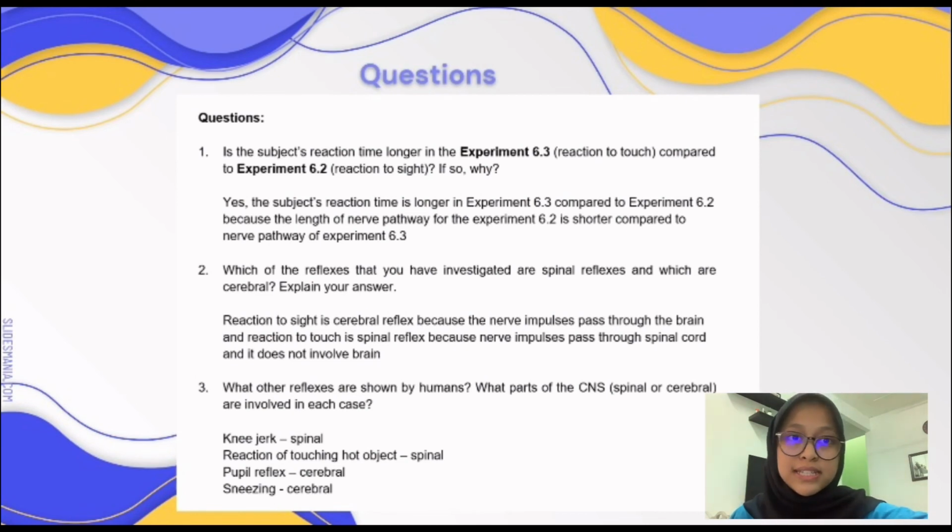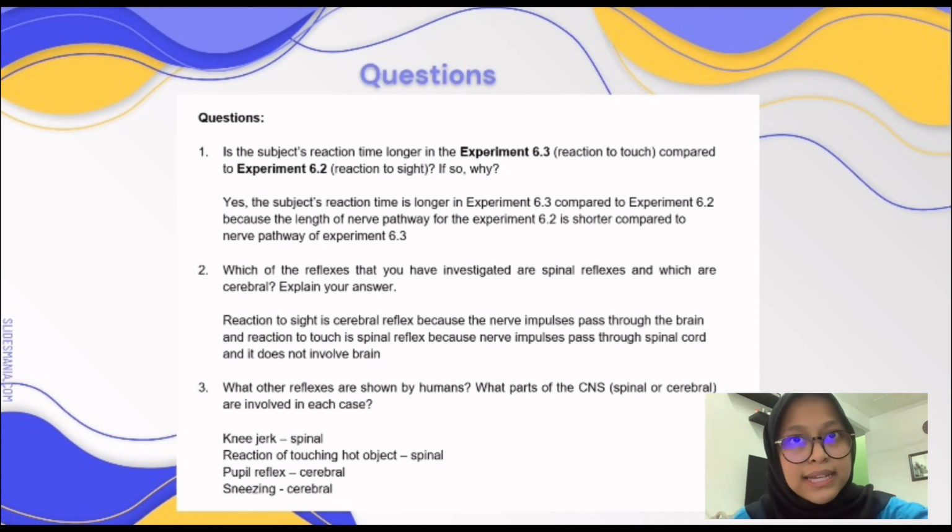These are the questions that have been asked in our lab manual. So the first one: is the subject's reaction time longer in experiment 6.3 compared to experiment 6.2? If so, why? Yes, the subject's reaction time is longer in experiment 6.3 compared to experiment 6.2 because the length of the nerve pathway for experiment 6.2 is shorter compared to the nerve pathway of experiment 6.3.